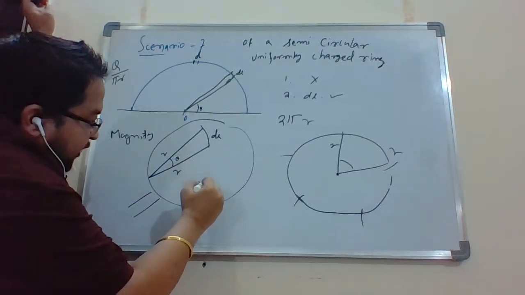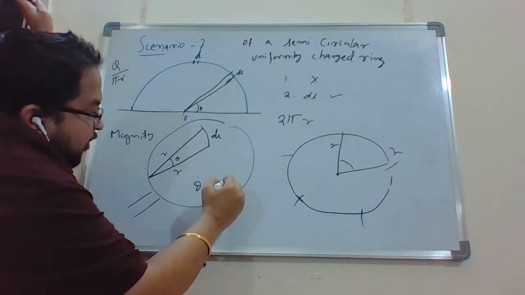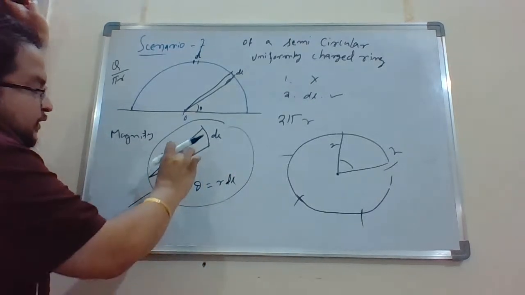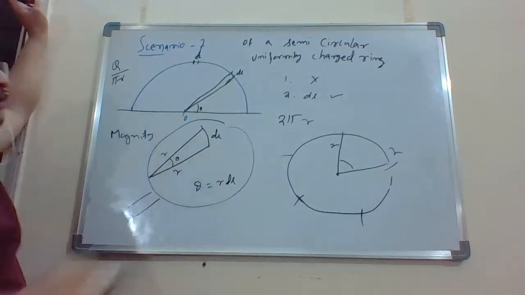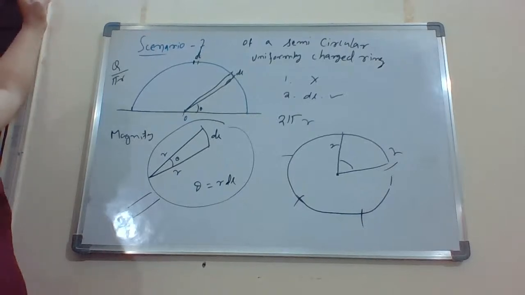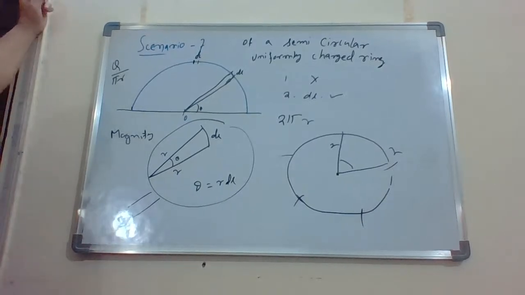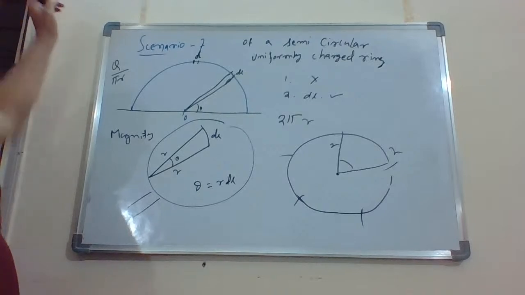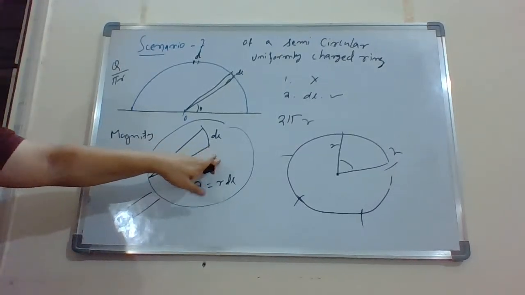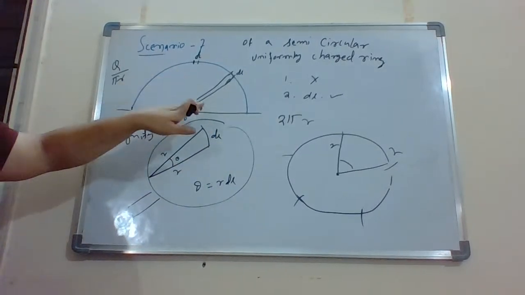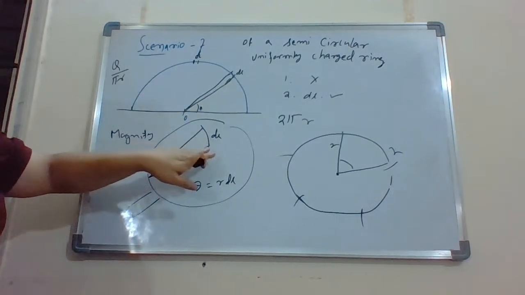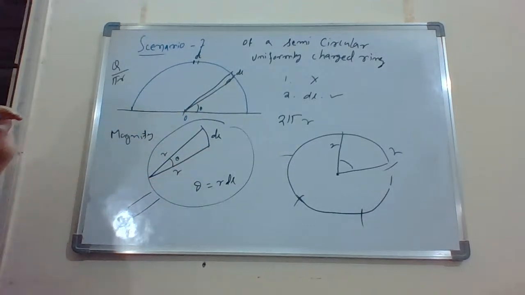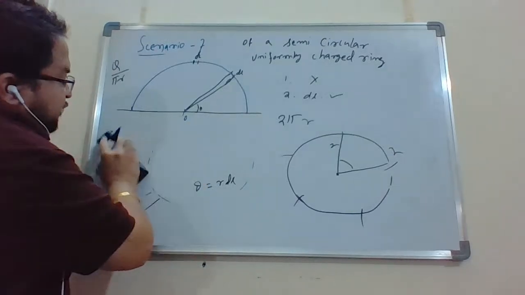theta is called as dl by r. This into this is equal to this. This is how it is expressed in terms of mathematics. So we would use this concept in this derivation. That's why I have first explained this to you. Now let's go ahead.